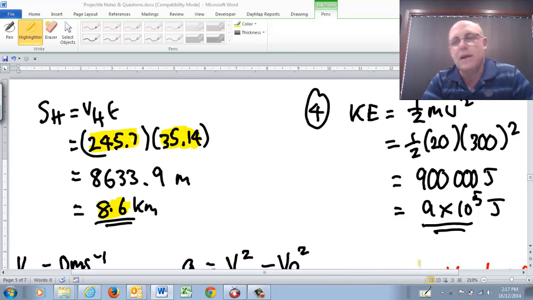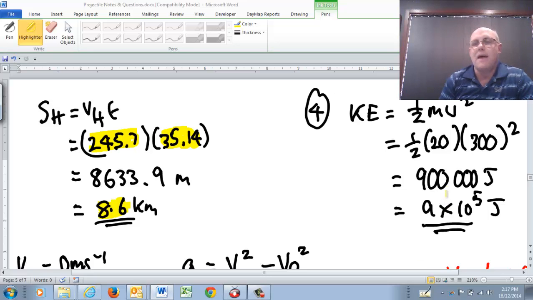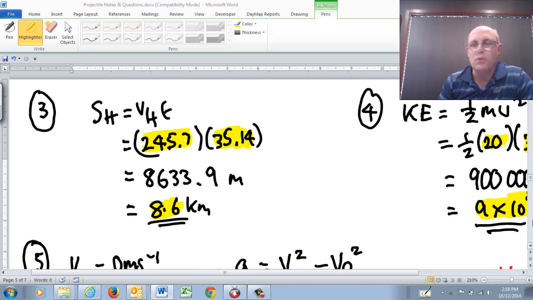What's the kinetic energy of the shell when it hits the ground? That's going to be a half of its mass, which is 20 kilograms, times the speed of 300 meters per second squared. So it's going to hit the ground with 900,000 joules, or 0.9 megajoules. It's probably best to show that you can work scientifically and use scientific notation, so that's probably the best way to represent your answer there. I want you to get used to doing that. It's really important.